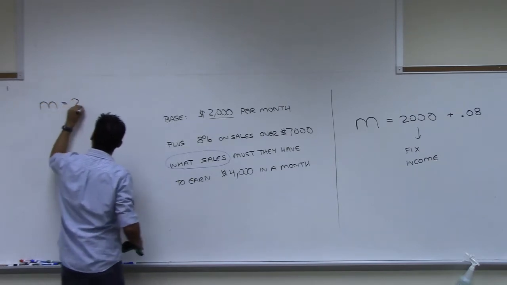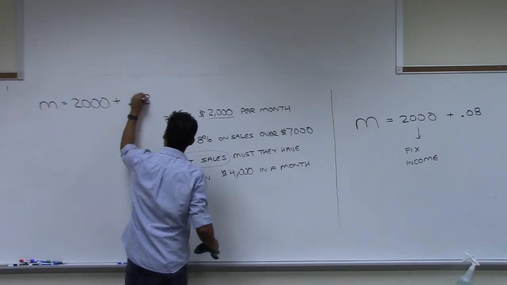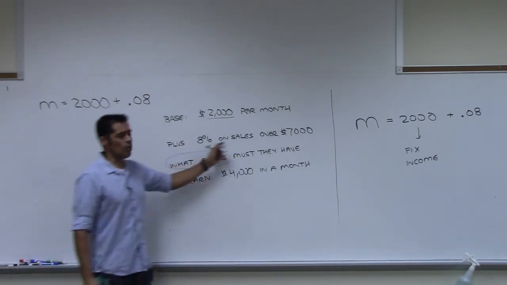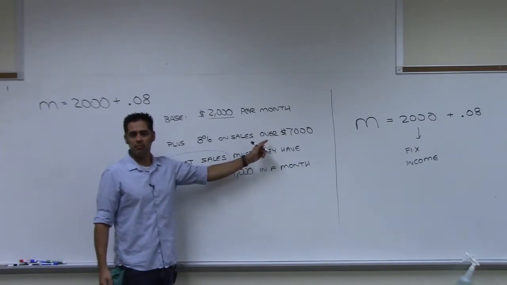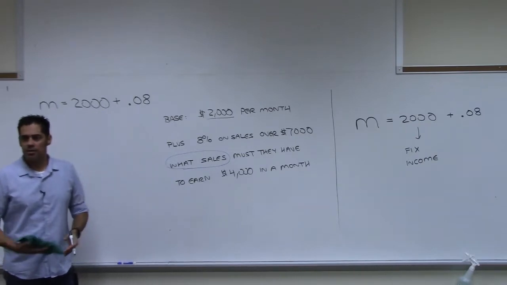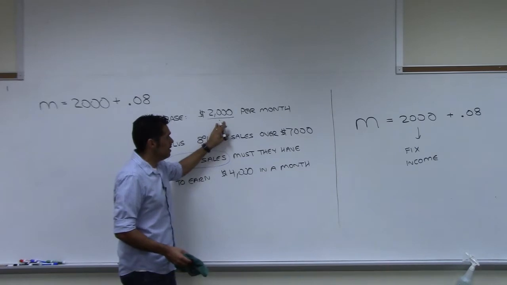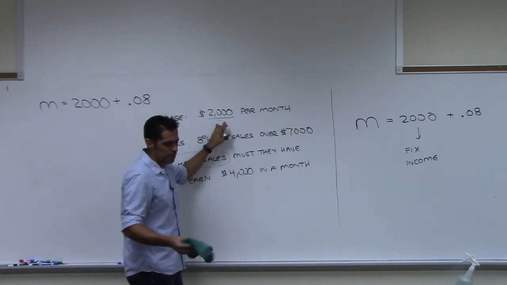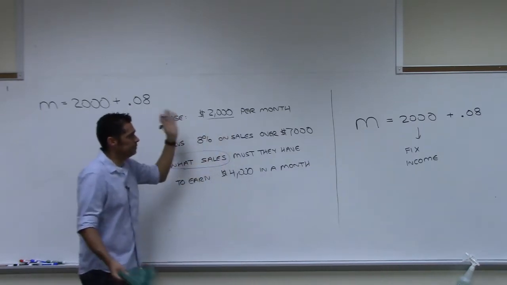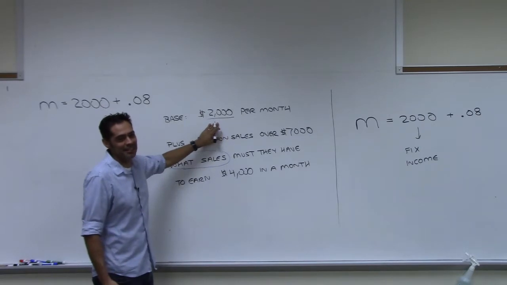M is 2,000 plus 8%, and this is the part that I think really trips up most people. It's 8% of their total sales? No, it's anything over 7,000. So they're going to get $2,000 a month, and then they're going to sell stuff. We don't know what they're selling, right? Well, does it say? No, it doesn't say what they're selling. Let's say they're selling, what? We'll keep it legit, okay?